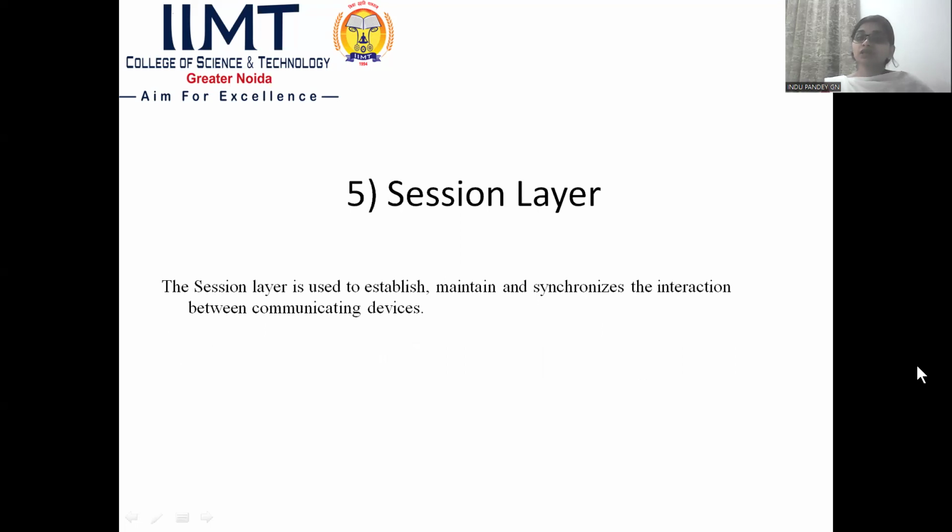Fifth layer is session layer. Session layer is used to establish, maintain and synchronize the interaction between communicating devices.